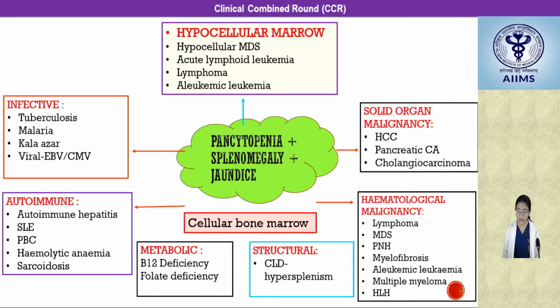myelofibrosis, and HLH. Amongst the other secondary causes, we had infective etiologies like tuberculosis, malaria, Kala-Azar, and viral infections like Epstein-Barr and cytomegalovirus. Amongst the autoimmune causes, autoimmune hepatitis, SLE, sarcoidosis, and hemolytic anemia. Metabolic causes like B12 and folate deficiency, and other causes of hypersplenism like CLD.